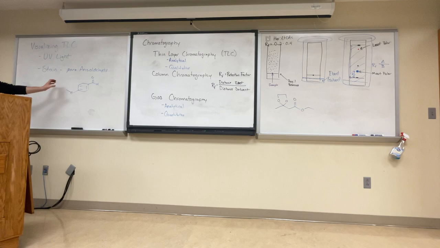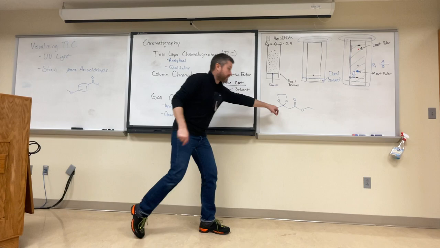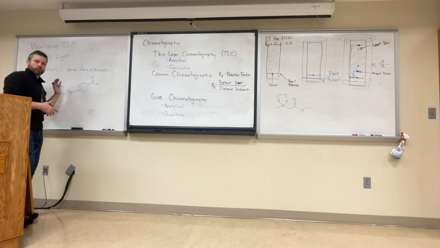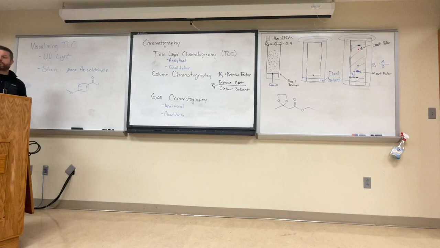So we're gonna apply heat just with a heat gun, and if there is anything in there that reacts with the para-acetaldehyde, things like most of the compounds you put into the reaction, we're gonna see them show up as dark spots or yellow spots or red spots, depending upon whatever the specific stain is. So we'll use both of these visualization techniques to hopefully detect anything and everything that's in your crude reaction material.